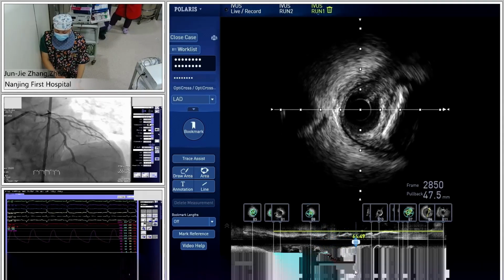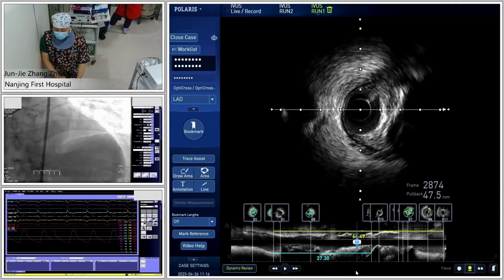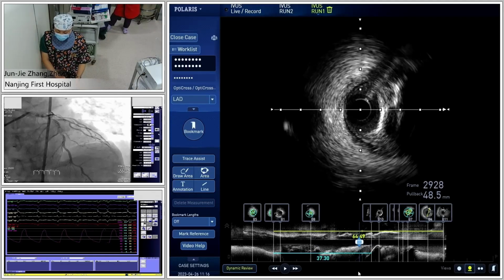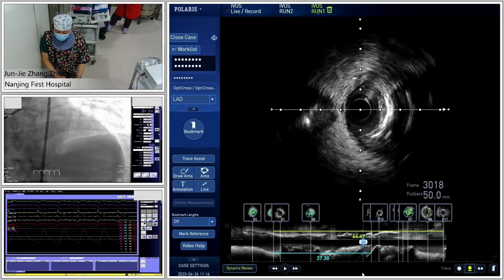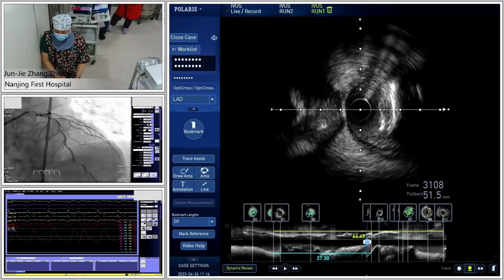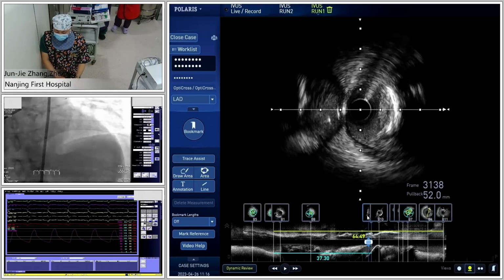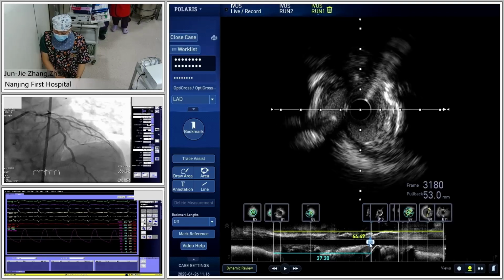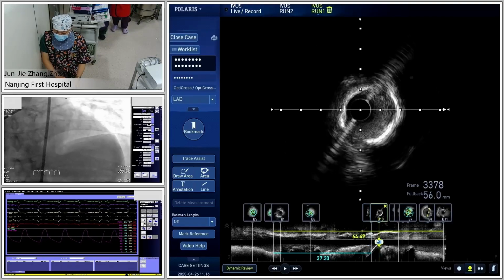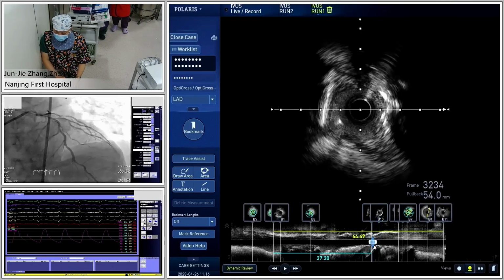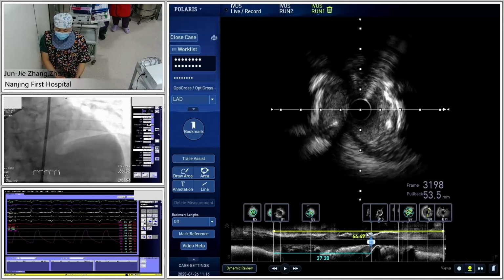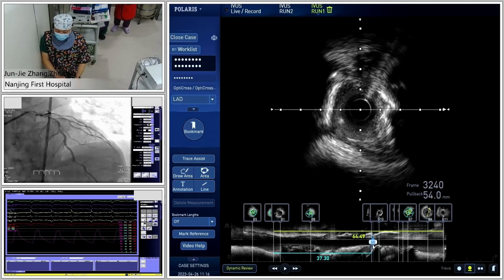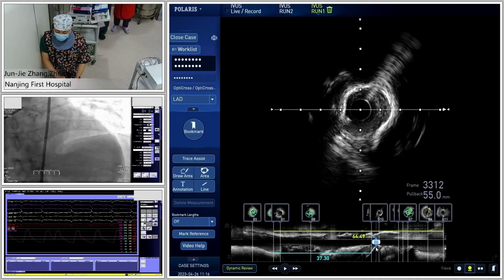Pulling back, we can see the calcification angle is not more than 180 degrees. Then going on, we can see the guide wire. This is the diagonal, and the diagonal is drawn from the LAD. Here is the LAD and diagonal bifurcation. Then pulling back, this is the proximal LAD.